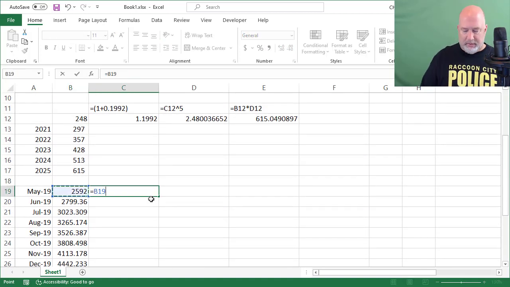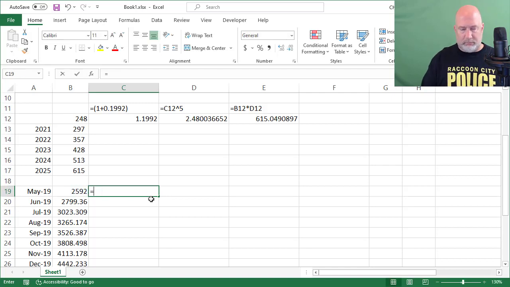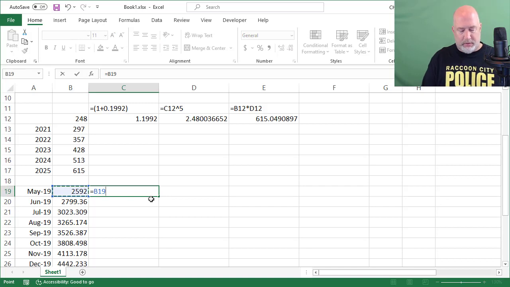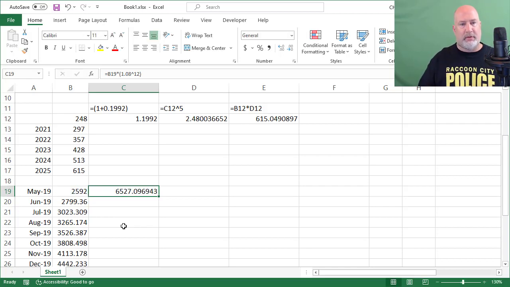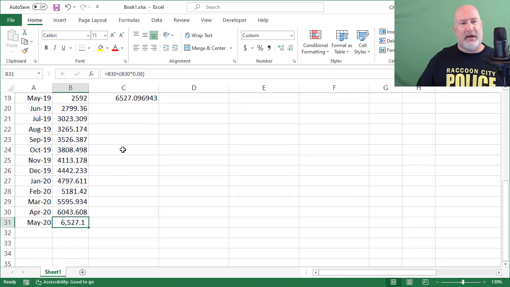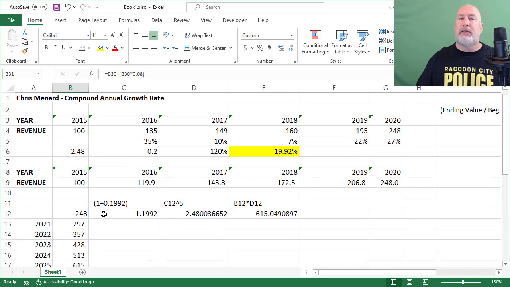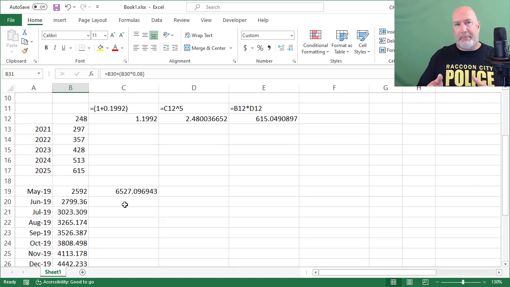Equals that number, 2,592, to how many months out, and what percentage? 1.08 for 12 months. There you go. Equals B19 times 1.08 for 12 months out. 6,527, perfect match. So that's why compound annual or compound monthly growth rate is so important. You can predict where you'll be in the future.